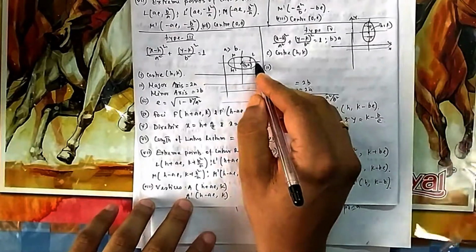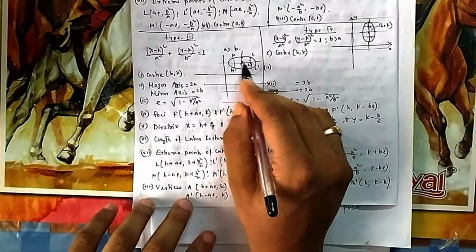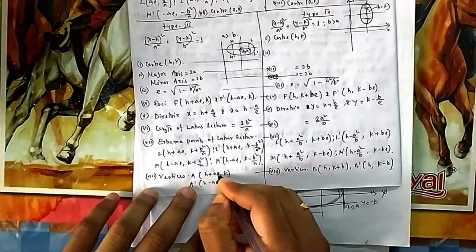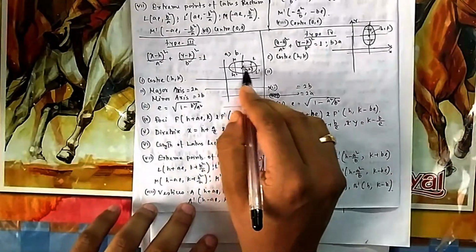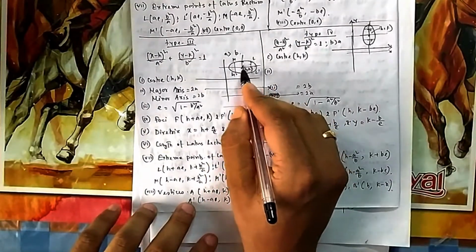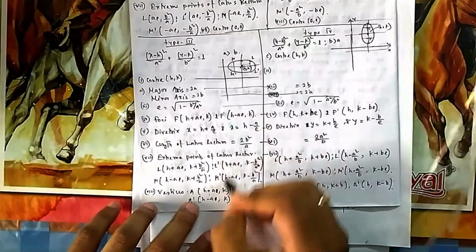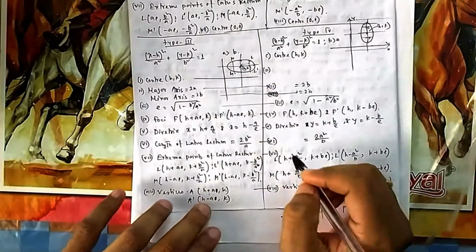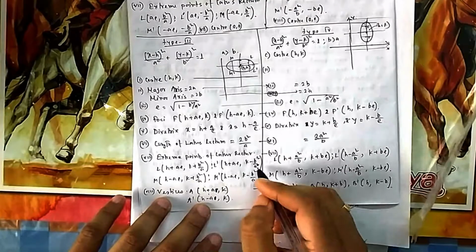Vertices, what will be these vertices? This is h, then ae. Again you do this correction. The vertices are these points. This length is a, so it is h plus a, height is k. This is h minus a, height is k. So do this little change.